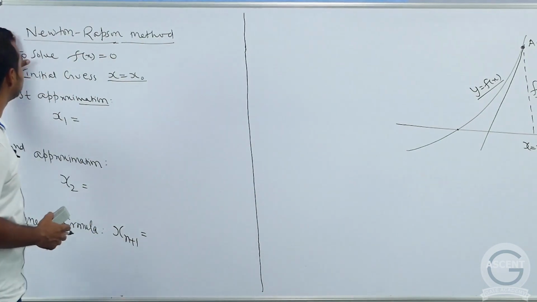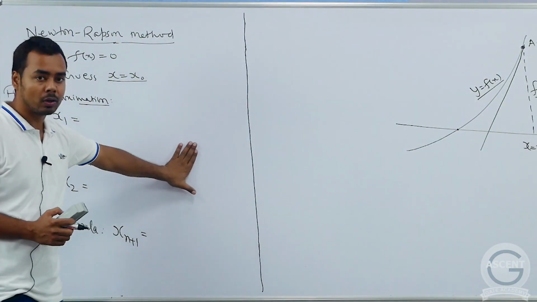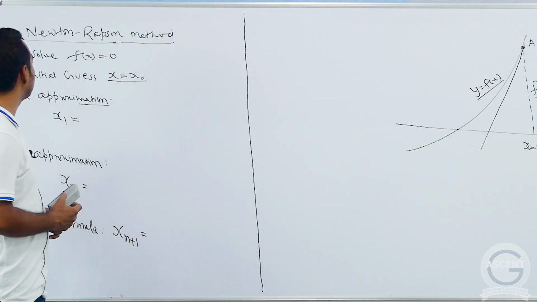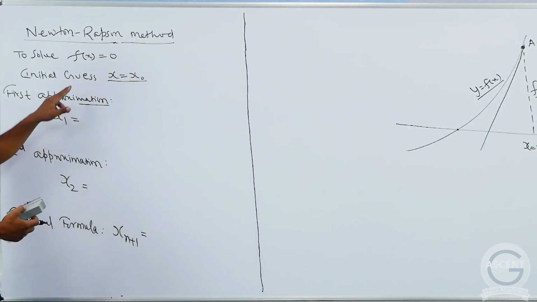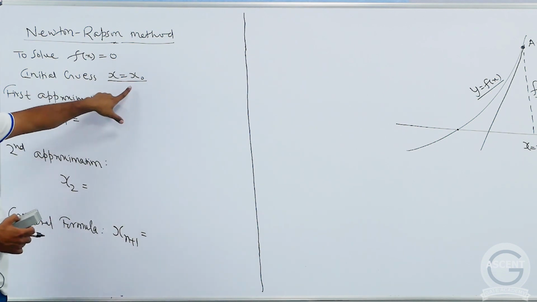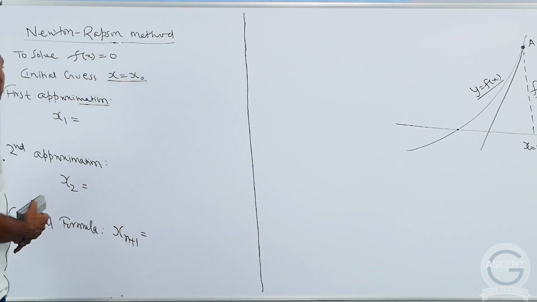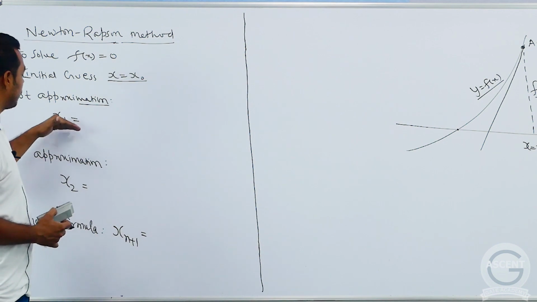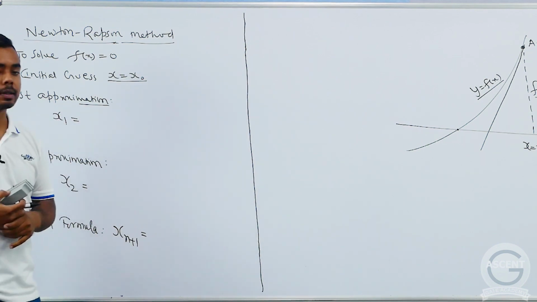Our next method is the Newton-Raphson method. This is the most important topic from this chapter from the GATE point of view. So here also our aim is to solve the equation f(x) = 0. The initial guess is x = x0, and we have to see what the formula should be for the first approximation, second approximation, and so on.